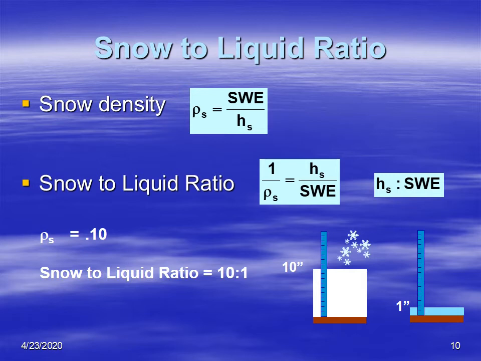So put the snow on top and the liquid, or more often what we do is we don't really divide it, but we use a colon to represent the ratio. So snow to water, or snow to liquid ratio of 10 to 1, where you get 10 inches of snow from 1 inch of water.